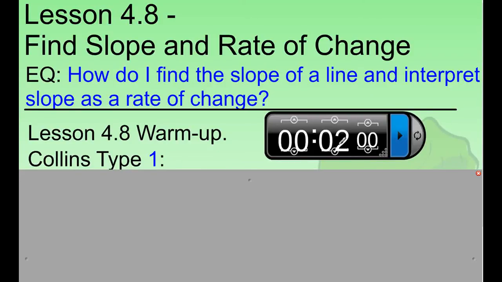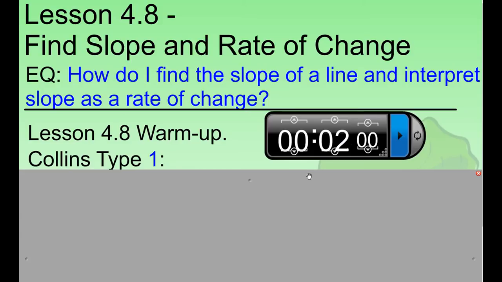Hello, this is Mr. Henry, and welcome to lesson 4.8, Finding Slope and Rate of Change. So the essential question says, how do I find the slope of a line and interpret slope as a rate of change? Okay, so there's two kind of goals in this lesson.